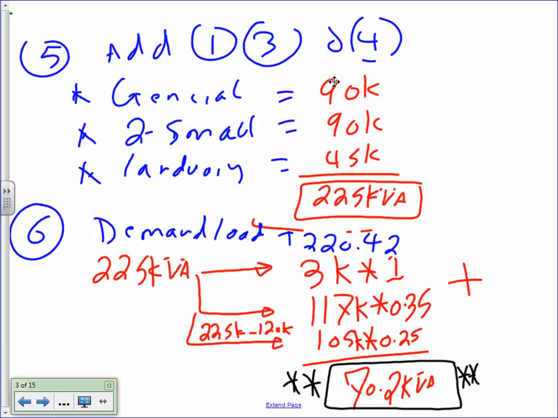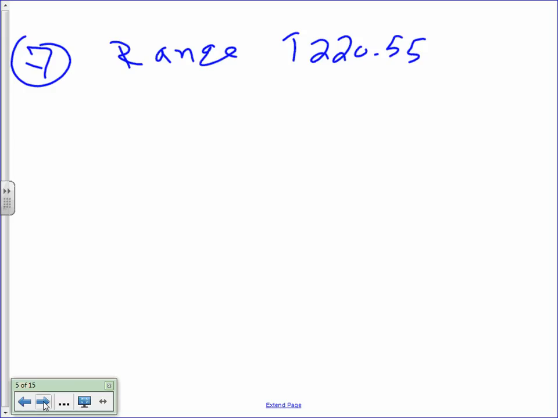Any comments, any questions? Can I have thumbs up? We fully understand. Okay. Good. So let's go to step number 7. What do you guys think step number 7 is? Ranges. Step number 7 is ranges. Table 220.55. Let's go do the range calculation.